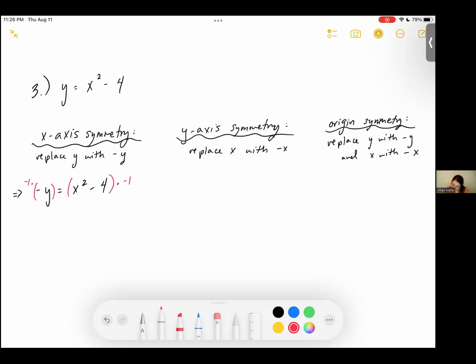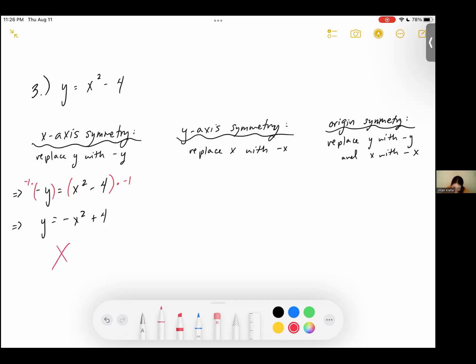So we're going to multiply by negative 1. This gives us y is equal to negative x squared plus 4. That is not the same. This does not match our original equation. Our original equation was y equals x squared minus 4, and the negatives are wrong in this case. We have y is equal to negative x squared plus 4. All the signs are wrong.